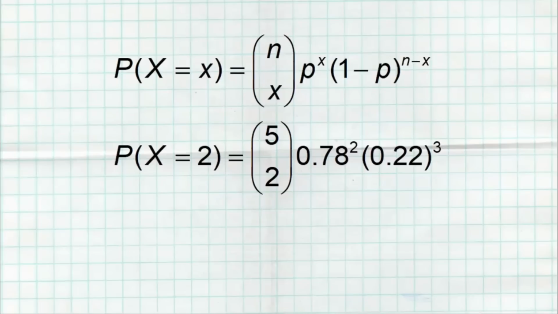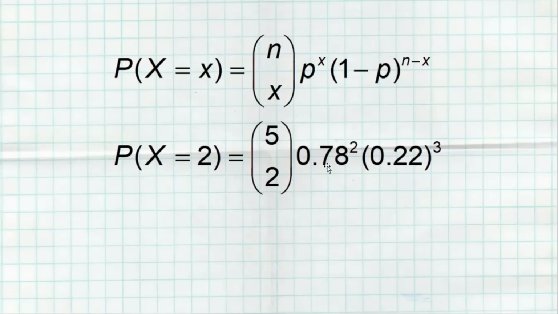So the formula we're going to start off with is finding the probability that there are exactly 2 out of 5 successes. So we have 5 choose 2. 0.78 is the probability of success squared, because we need 2 successes. 2 times it's got to hit the target. And then 0.22 raised to the third.